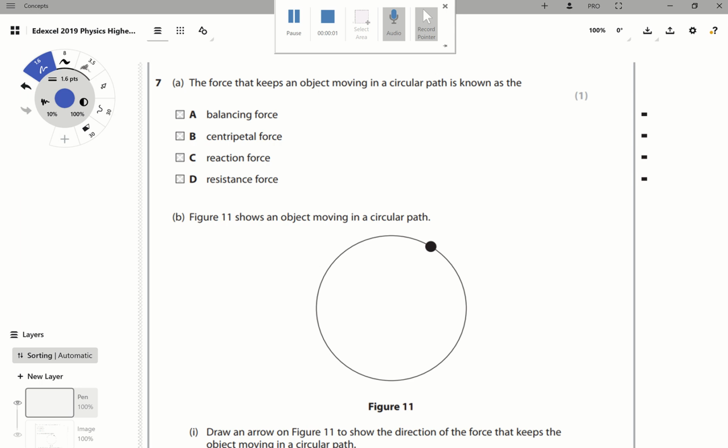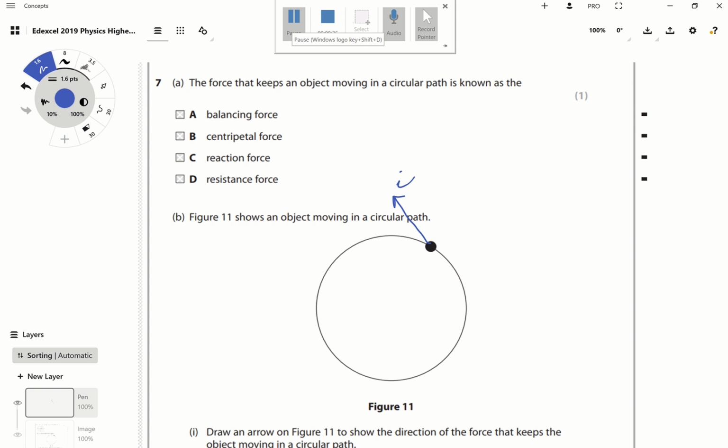Okay, question 7. We've got something moving in an orbit. So the force that keeps the object moving in a circular path is known as... so we know whatever this is that's moving around has inertia. I'll label that I. This is Newton's first law of motion. Objects that are moving want to keep moving. Objects that aren't moving want to stay still.